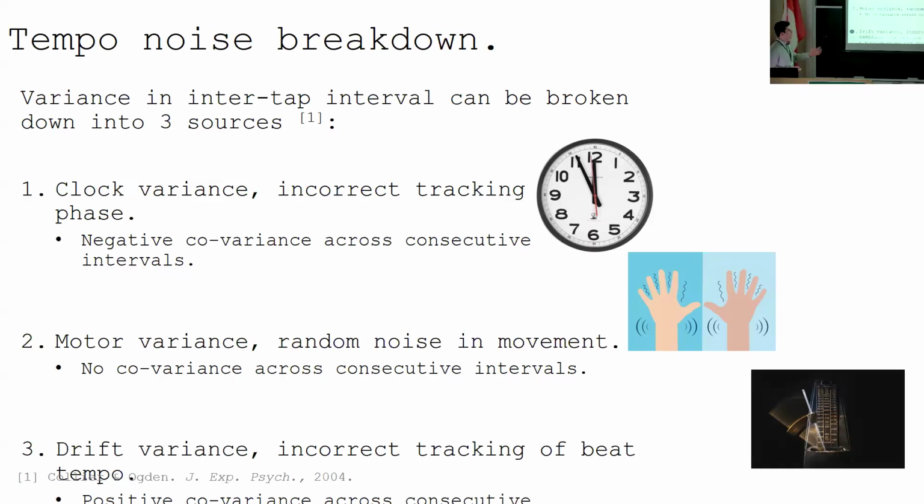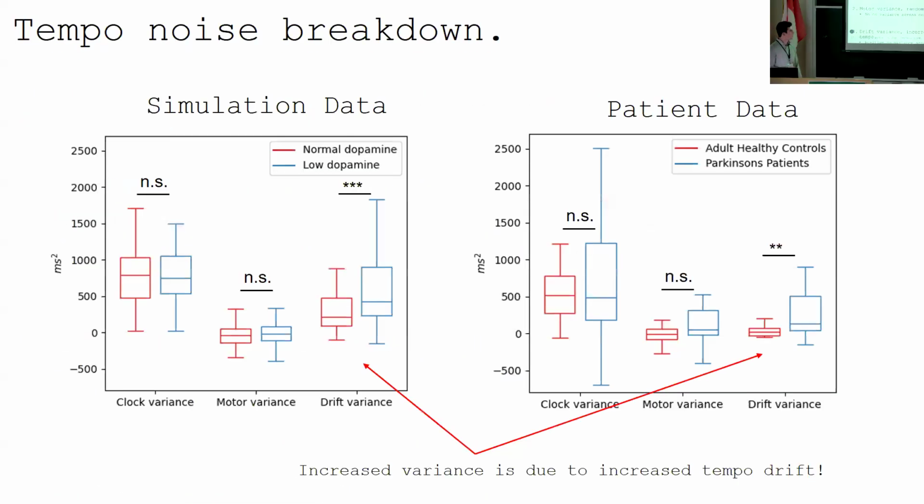We can break down the variance in our intertap intervals into these three sources by looking at the covariance across consecutive intertap intervals. I can get into more detail if anybody has any questions. But what we see, when we break down the variance from the tapping of our network and from Parkinson's patients, is that there's only a significant increase in both data sets within the drift variance.